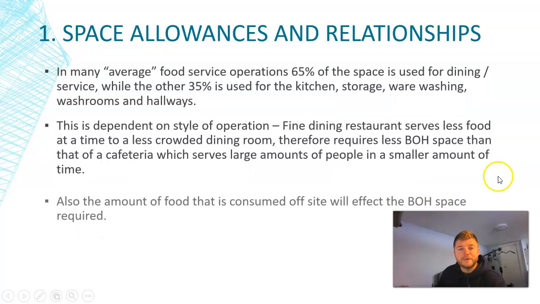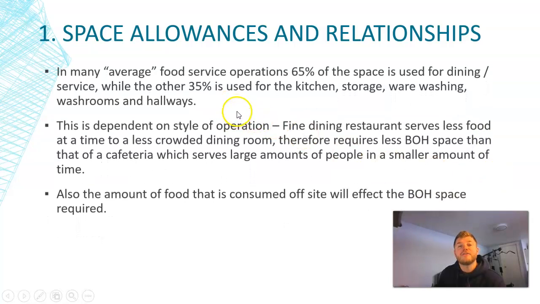A couple other things about space allowances. In many average food service operations, 65% of the space is used for dining, while 35% is used for kitchen, storage, warewashing, washrooms, hallways, things like that. Now, this is very dependent on the style of operation. As I said before, fine dining restaurants serve less food at a time. They want a less crowded dining room, so it requires less back of house space than a cafeteria, which serves a lot of people.